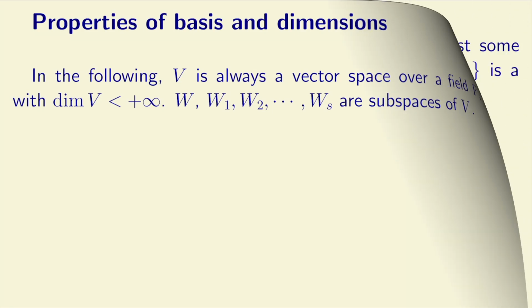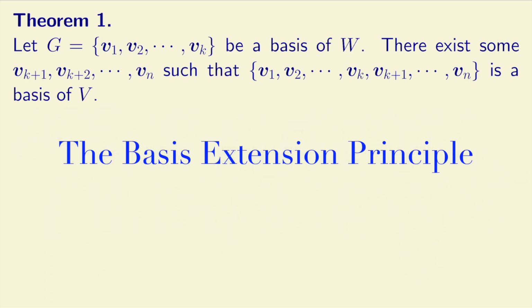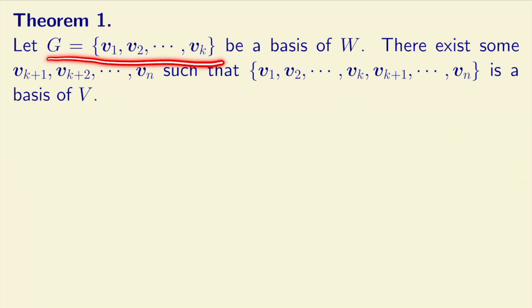Now, let's really start. First, Theorem 1 is a form of the basis extension principle. So, let G be a set of vectors v1, v2 up to vk, which is a basis of a subspace W. Then we can add some more vectors from V, vk plus 1, vk plus 2 up to vn, such that this combined set from v1 to vn is a basis of the entire space V.